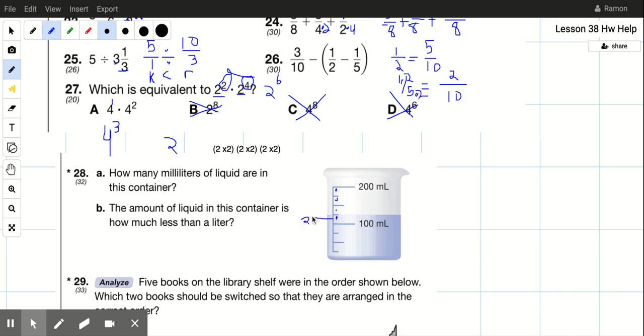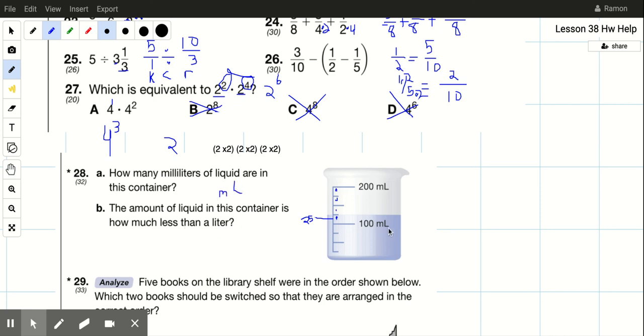So that means that the liquid amount is 100 because it passes the 100 line and then gets to that next tick mark, which is the 25 line. So it's 100 plus 25 milliliters. No need to convert. The amount of liquid in this container is how much less than a liter?